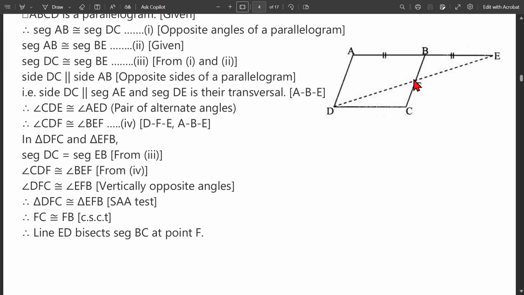Here we complete the exercise practice set 5.1. In the next video, we will see practice set 5.2.